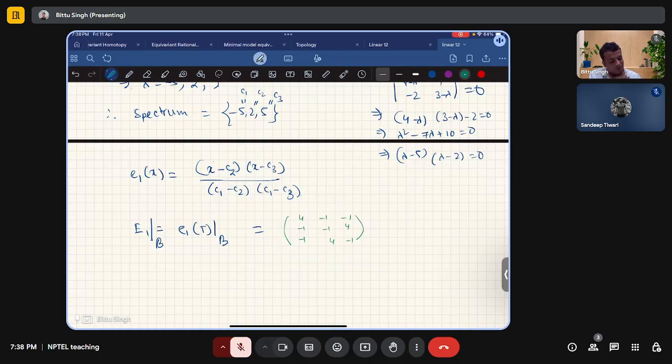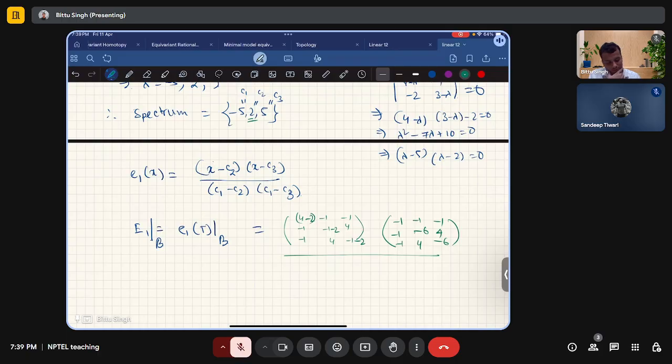So if we subtract C2, what is C2? C2 is same as 2. So this is 4 minus 2, minus 1 minus 2, minus 1 minus 2. And similarly, we need to subtract C3. C3 is plus 5. So we are getting minus 1 here and minus 6 here, minus 6 here. Similarly, all the other things are unchanged. This is minus 1 plus 2.